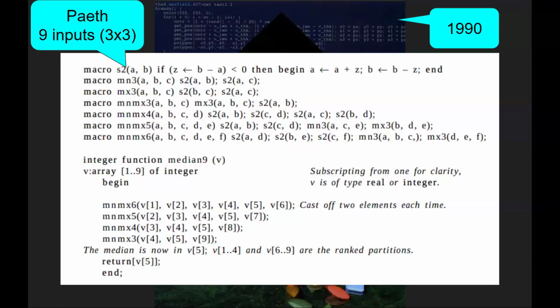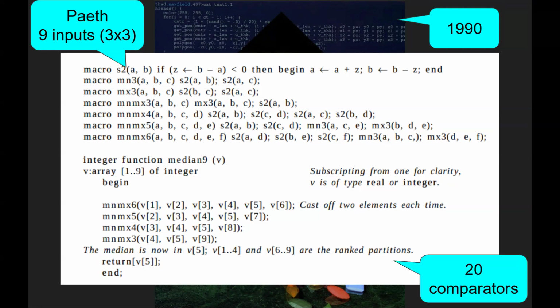And Alan Paeth has written very many chapters in these books. He writes how to compute the median of 9 inputs using this piece of pseudo C code. And so he defines a macro S2AB, that's a comparator, and it's written as if you compute B minus A, if that's smaller than 0, then you swap A and B by doing this plus and minus trick. Very, very cool. Maybe because the CPU he was using did not have a min or a max operator built in. And then he defined a bunch of macros, just calling S2, and finally he makes this C code that has 20 comparators in total to compute the median of 9 inputs.